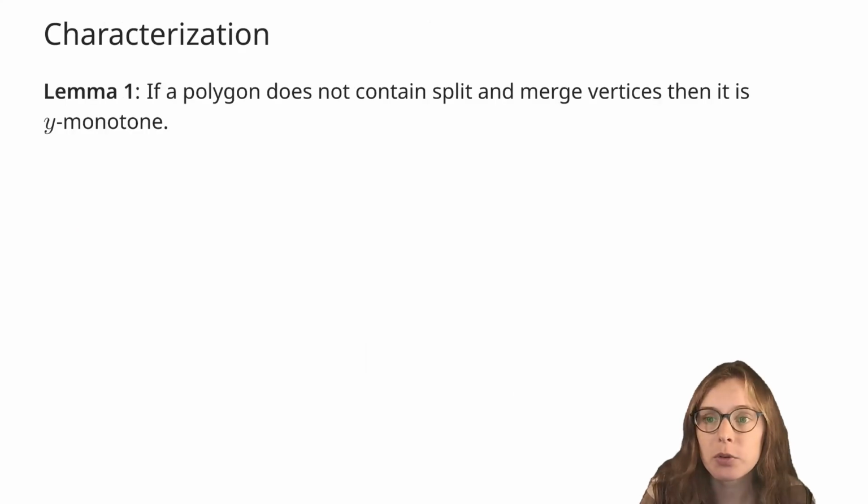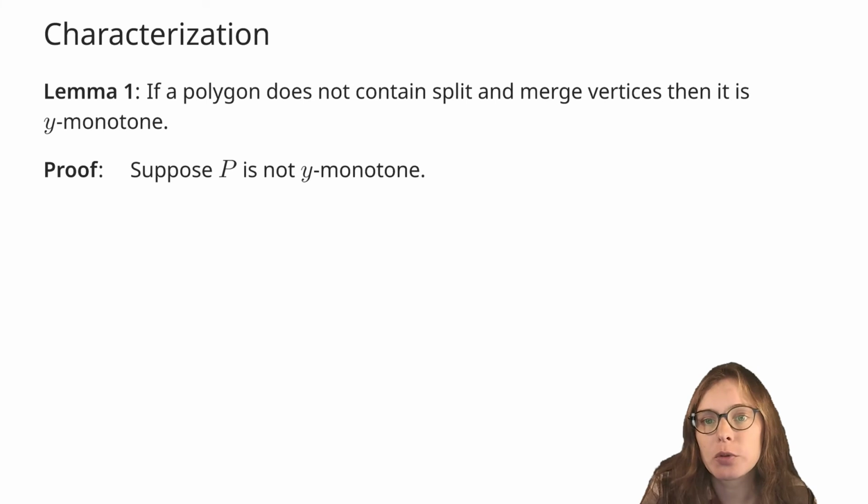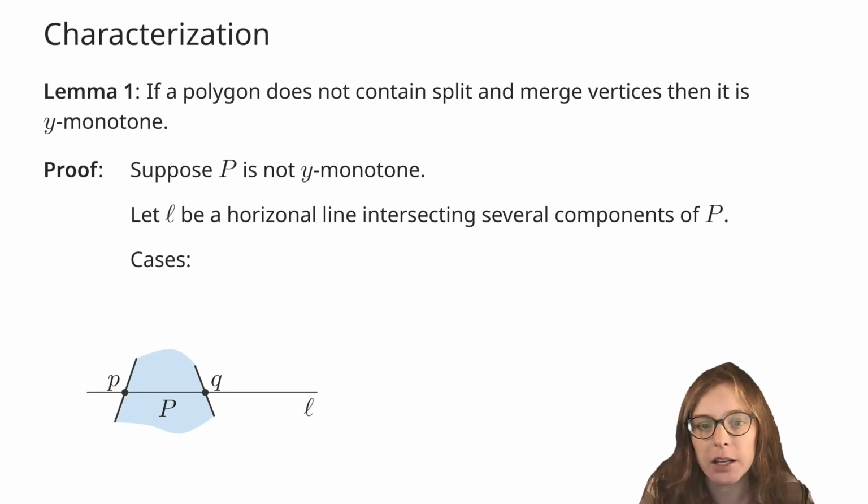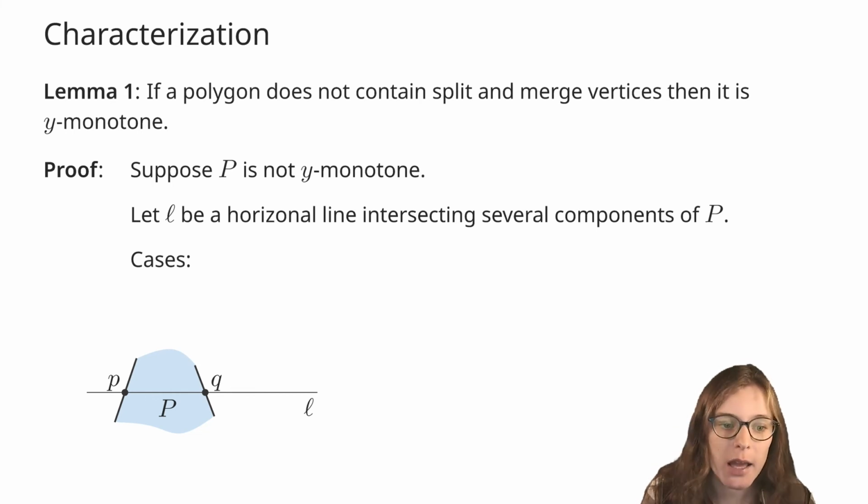Now we're going to prove the following lemma. If a polygon does not contain split and merge vertices, then it is y-monotone. To prove it, we're going to prove the contrapositive statement. Suppose the polygon P is not y-monotone. That means, by definition, there is a horizontal line L that intersects it in more than one connected component. So let's consider such a line L, and let's extend the boundary going through the point Q in this example until the next intersection with the line L.